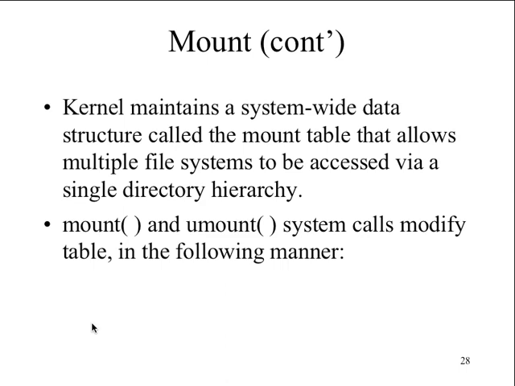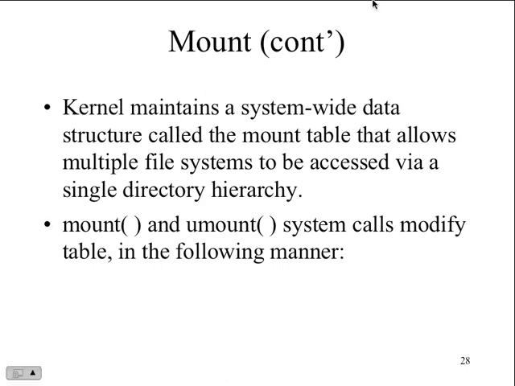So the kernel maintains a system-wide data structure called the mount table, and that allows multiple file systems to be accessed via a single directory hierarchy. We only have one directory. In a Windows system, every single disk has its own directory. Unix only has one directory for the entire system, which is different when you think about it.